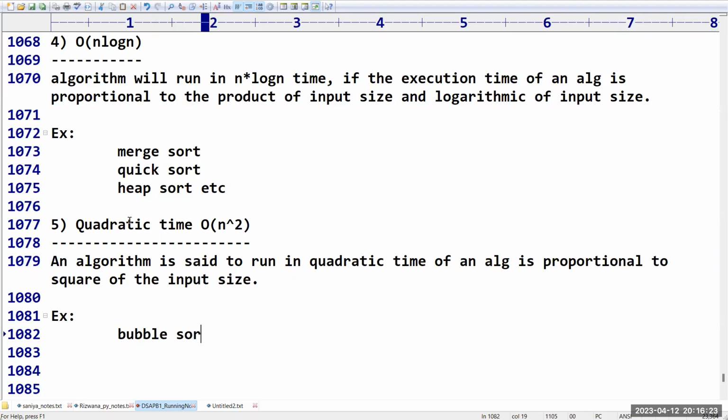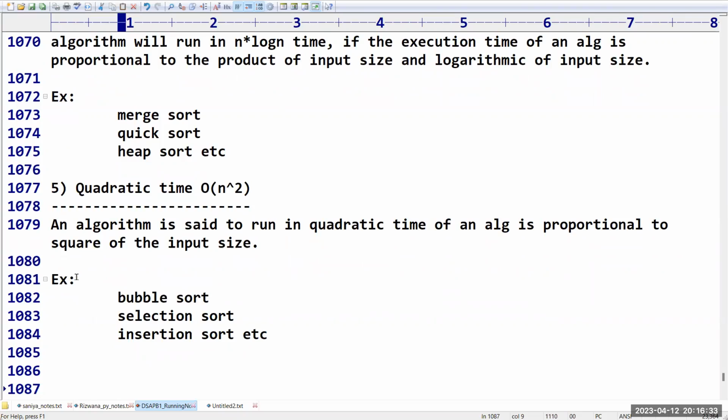For example, bubble sort algorithm, selection sort algorithm, insertion sort algorithm. All these algorithms work with this time only, because in the case of bubble sort we have to use two loops. One loop is used to drop the number, and the second loop is used to compare that number with all the remaining elements. That's why we compulsorily have to use two loops. Anywhere we use two loops, the time complexity is big O of n square, depending on the input.